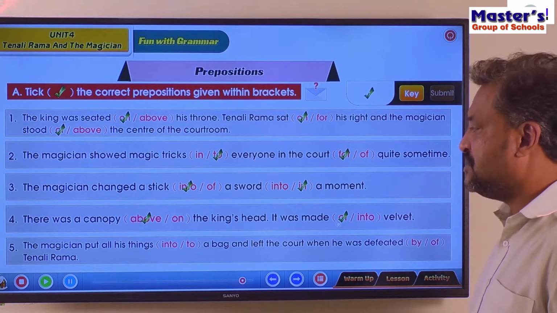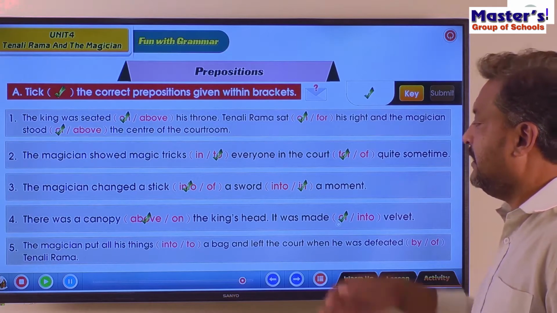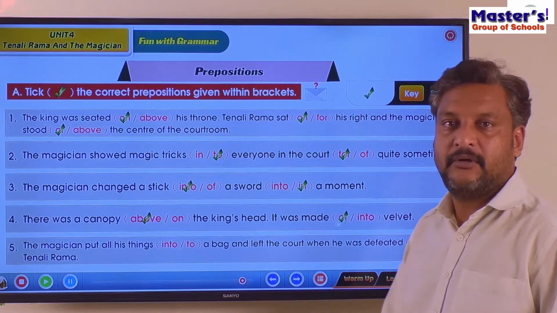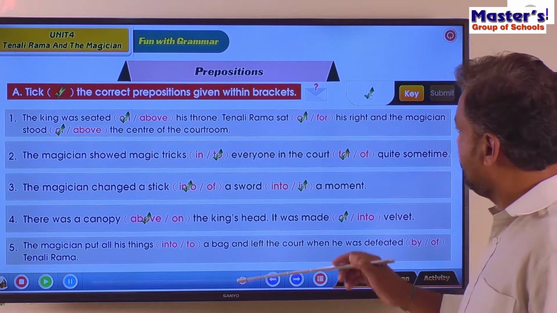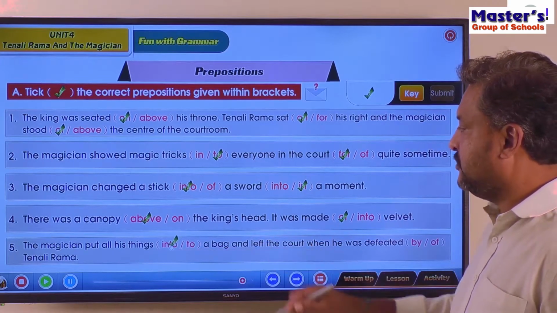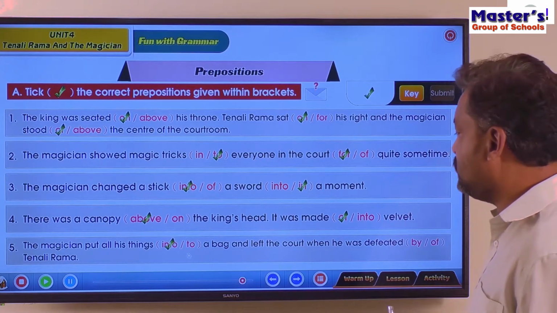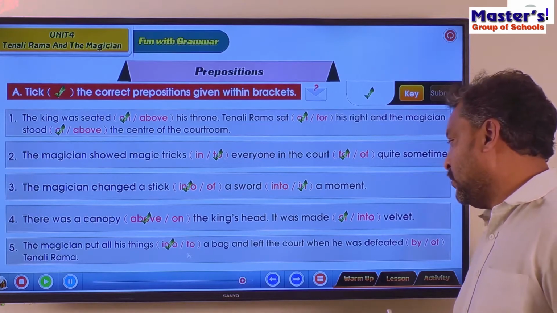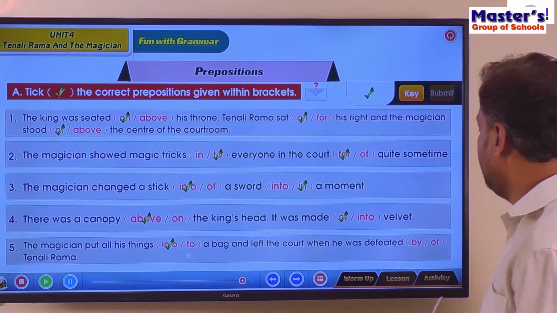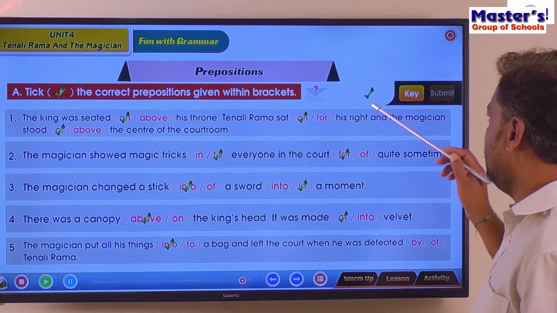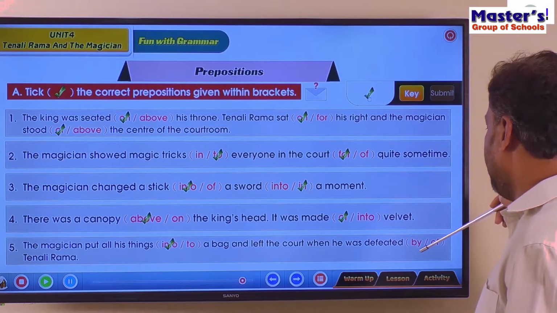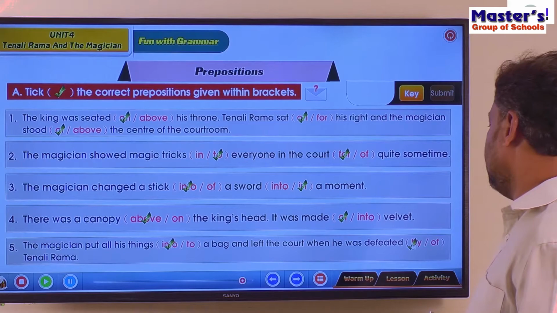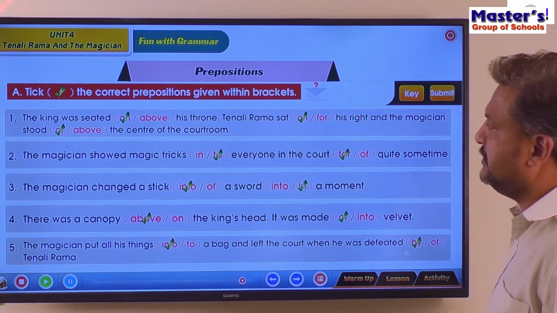The magician put all his things into a bag and left the court when he was defeated by Tenali Raman. By Tenali Raman. Yes, now we have done it.